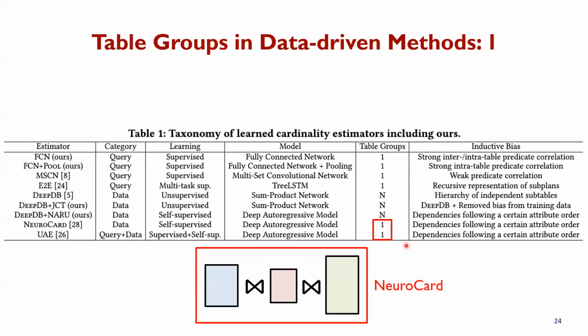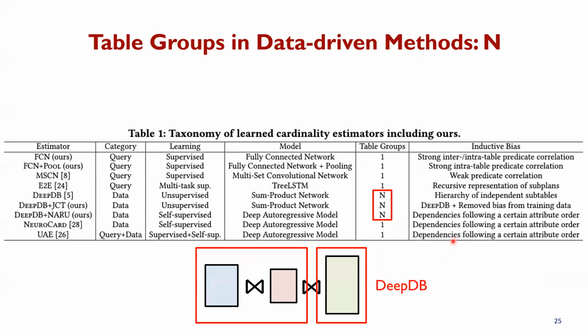Here, I now explain this table group dimension. This dimension is either 1 or n. If it's 1, like NeuroCard, a single universal model is built for all tables. If it's n, like DeepDB, a small model is built for each subset or group of tables. So multiple models can be used if a query is large.